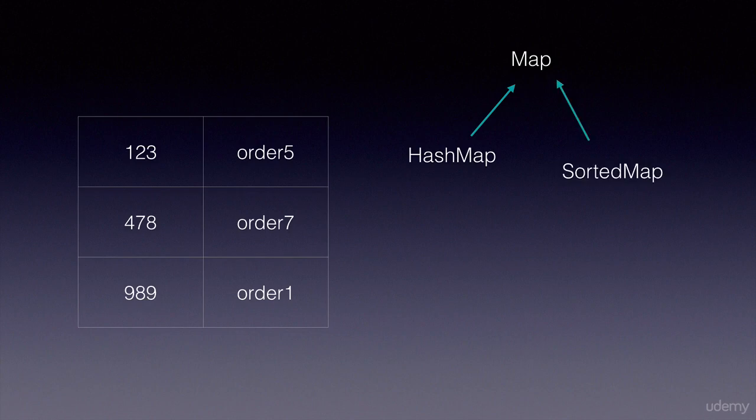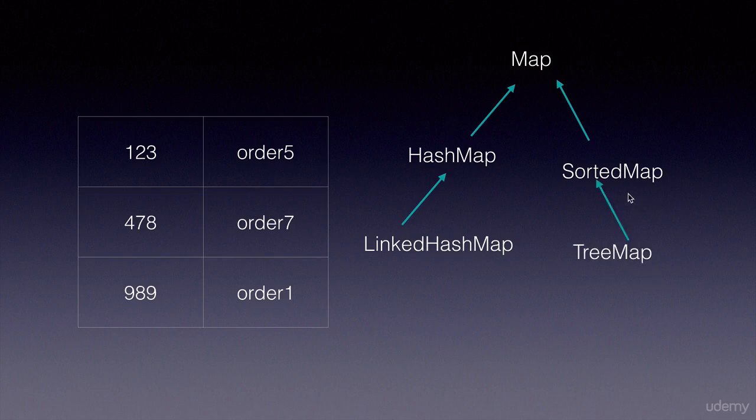And SortedMap is a child interface of the Map. LinkedHashMap is a child class of HashMap. When you see the word linked, you know that it maintains the order in which we put the elements into it. SortedMap is implemented by a TreeMap. If you have the word tree, that means it's going to sort the objects which we put into it.